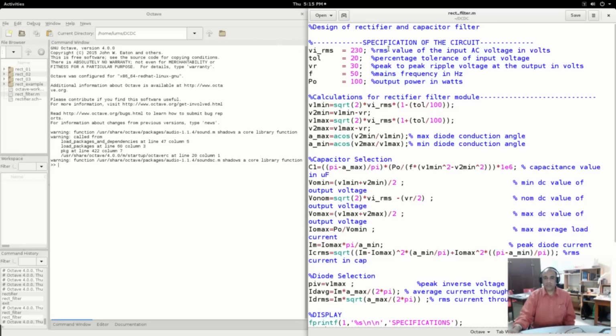So for the specification, what is it? This is where you will change for doing iterations. All these calculations are based on these variables. I have used appropriate variables here because I cannot use subscripts and superscripts. So VI RMS is the input voltage, the tolerance, I have given 20% tolerance. VR is the peak to peak ripple voltage of the output, mains supply frequency, and the power, P naught.